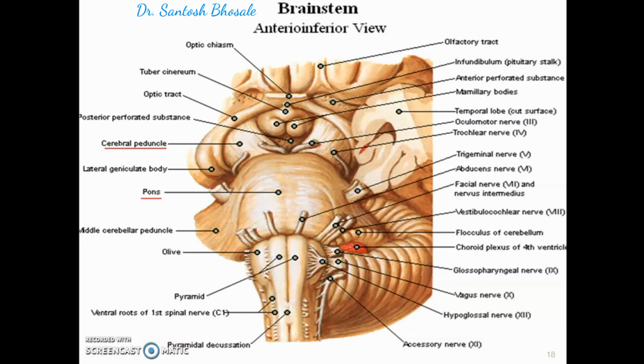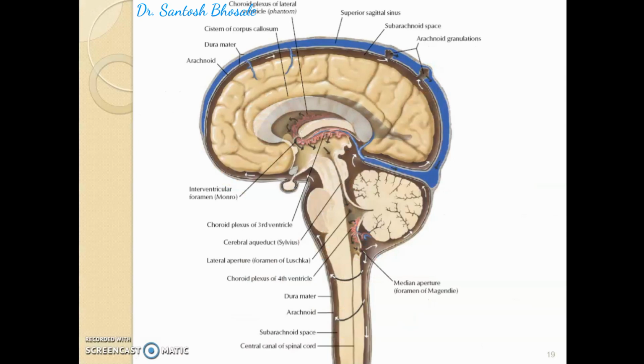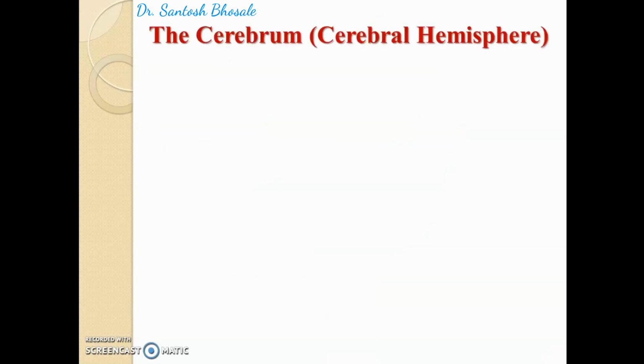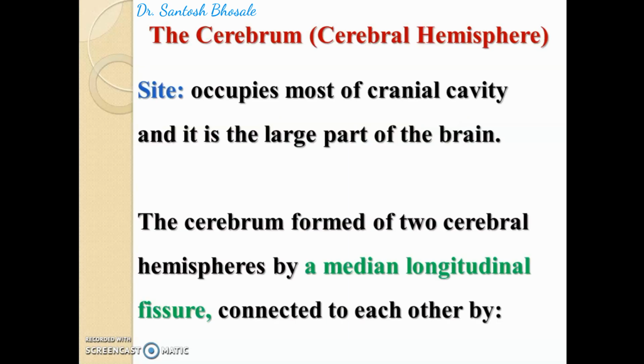So these are the three parts of the brainstem, and you can see in this sagittal section how the brain is covered by the three meningeal layers. And coming to the gross anatomy of the cerebrum, when you see here, it occupies most of the cranial cavity.